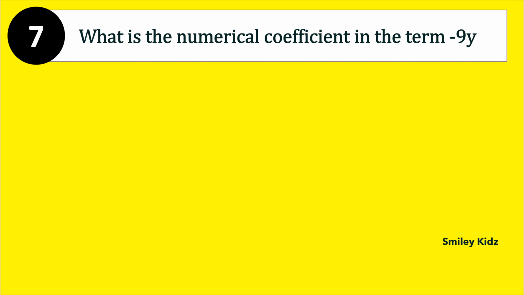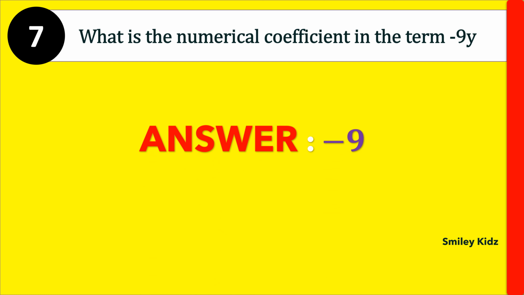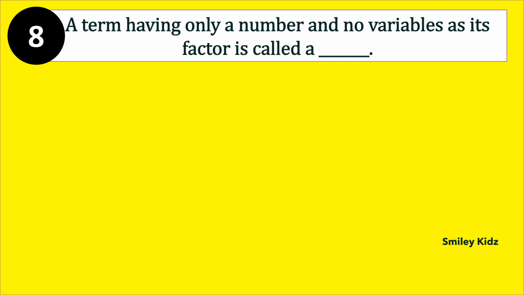What is the numerical coefficient in the term minus 9y? Your time starts now. Your time is up. And the right answer is minus 9. The numerical coefficient in the term minus 9y is minus 9. Moving to question number 8.